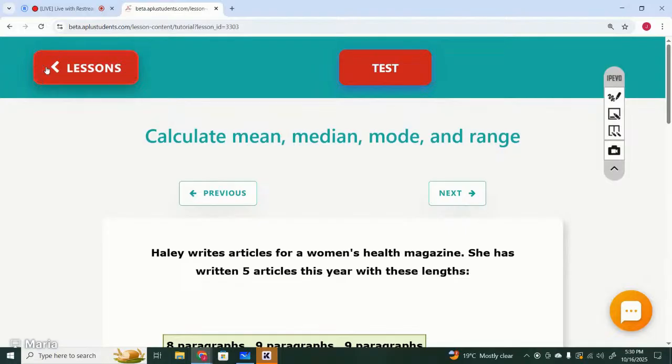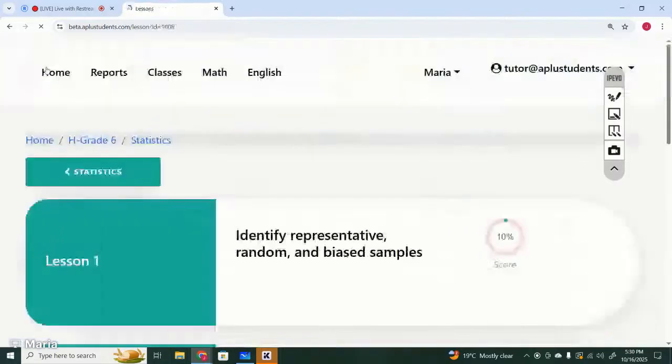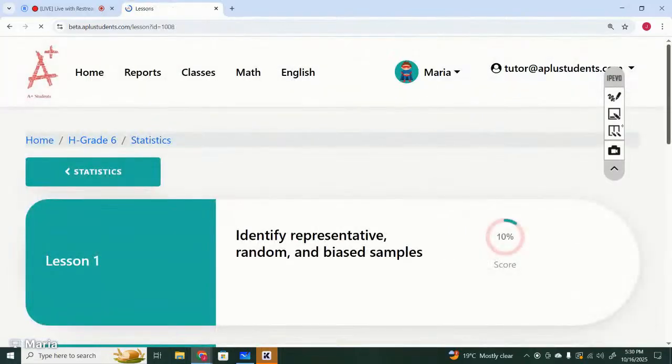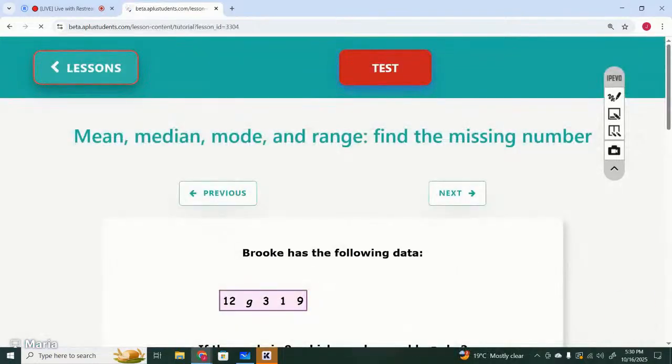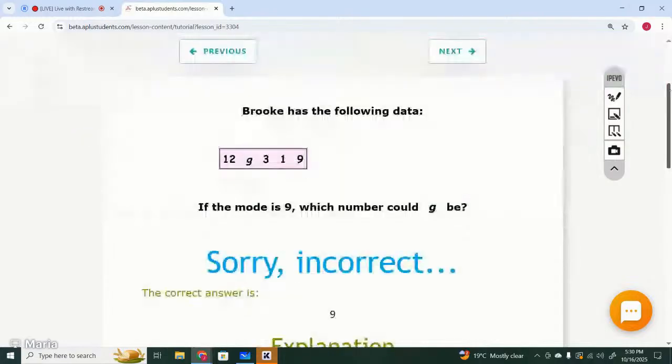Okay, then that is mean, median, and the missing number. Brooke has the following data: 12, G, 3, 1, 9. What if the mode is 9, what number could G be?